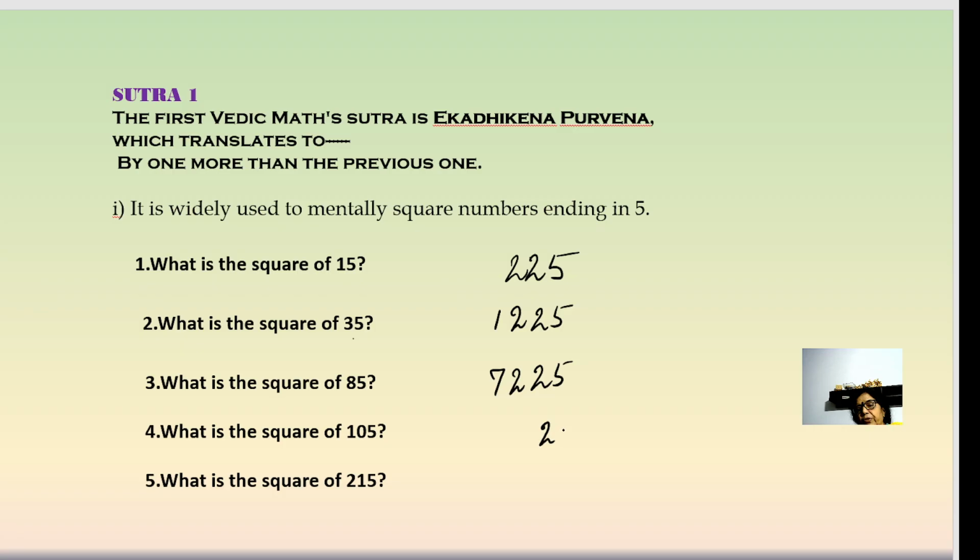105. First I'll write here 25. Then 10 into 11. That is equal to 110.